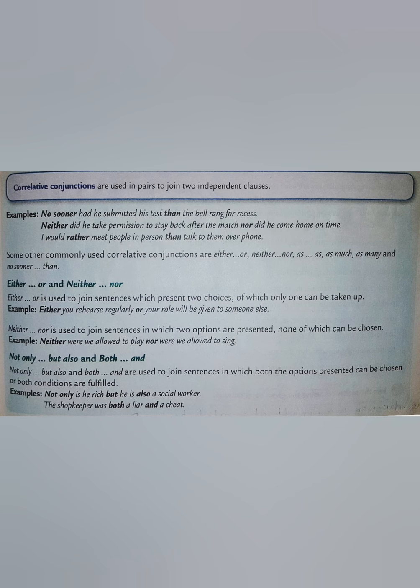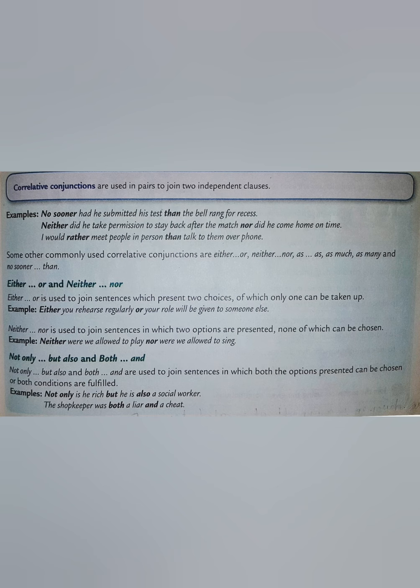The commonly used correlative conjunctions are either or, neither nor, as as, as much as, as many as, and no sooner than. Students, you know the use of either or and neither nor. To show choices, we use either or and neither nor. Whereas not only but also and both and are used to join sentences in which both the options are presented, can be chosen, or both conditions are fulfilled.